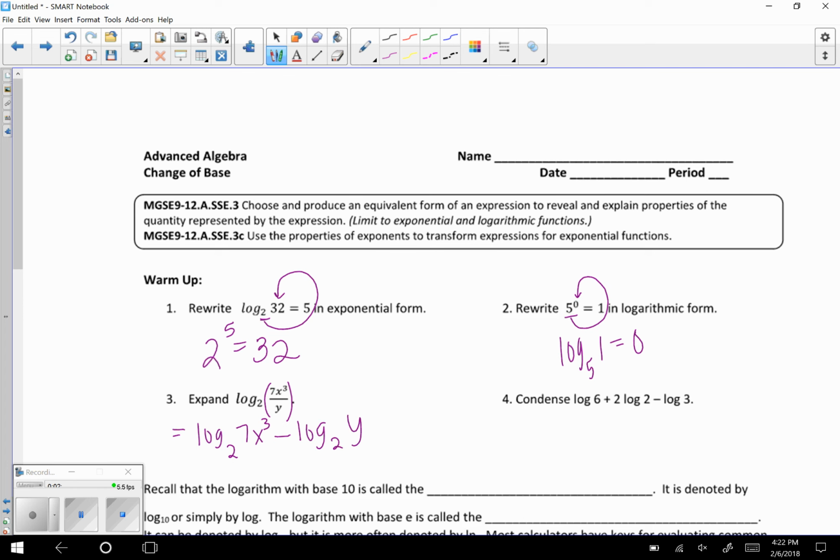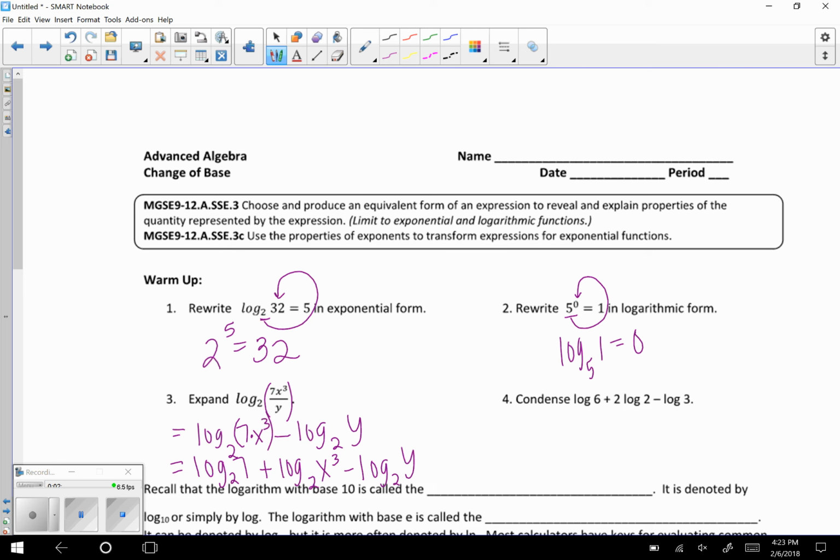Okay, so this second piece over here, I think that's pretty good. This first one, we got to do some more work, though. Do you guys see here that this is 7 times x cubed? We need to break that up. The cube is not attached to the 7, it's just the x. So would you agree that this is log base 2 of 7 plus log base 2 of x to the 3rd minus log base 2 of y?